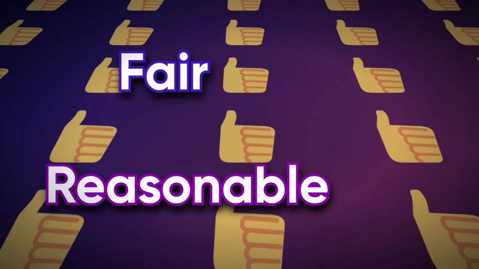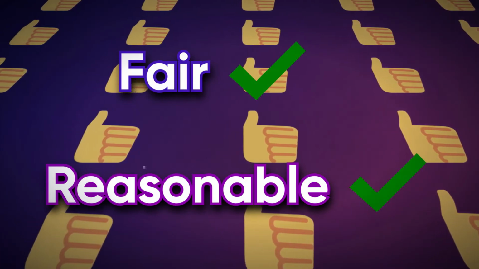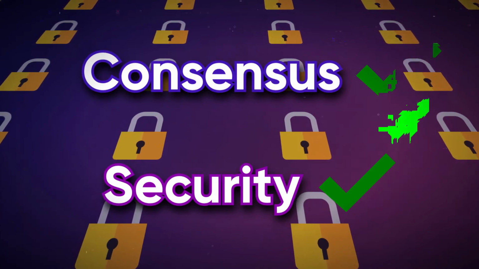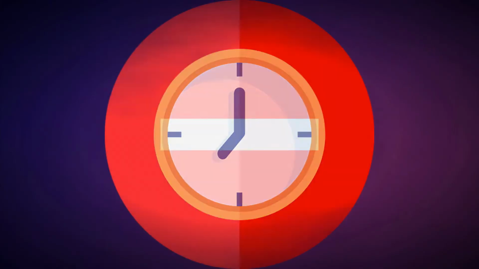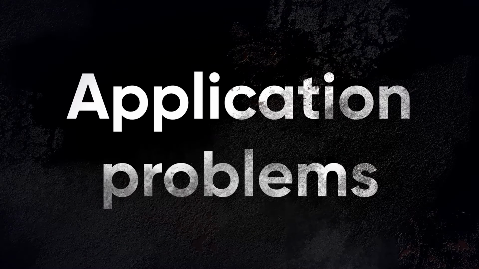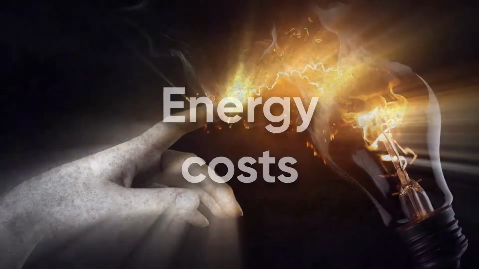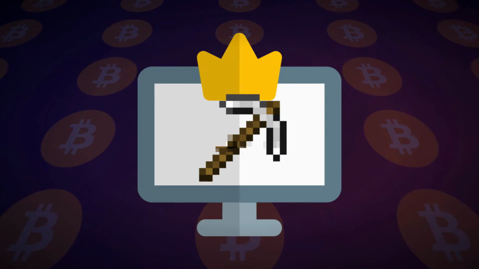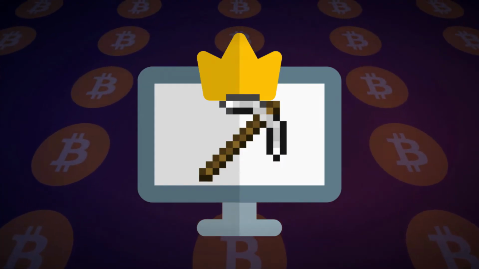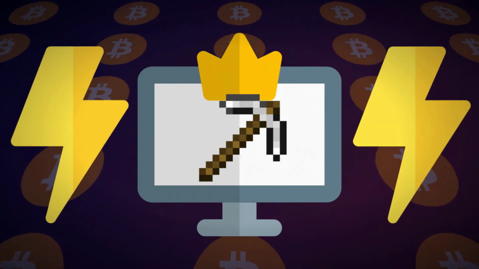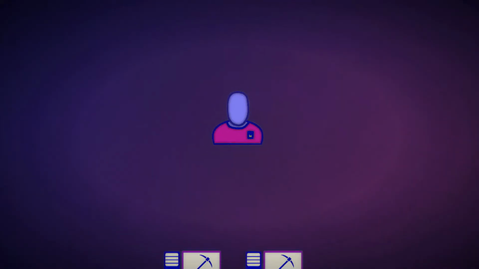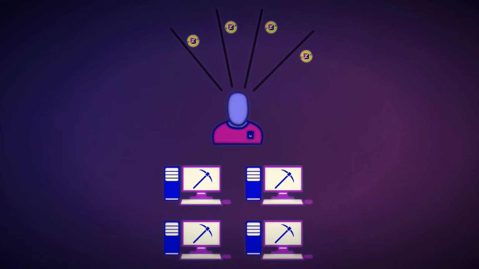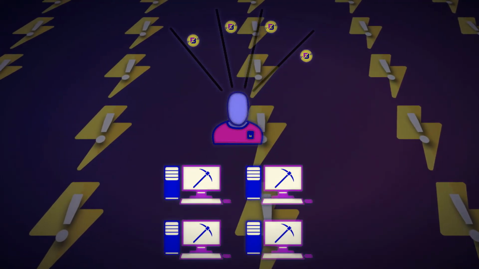Initially, such a solution seemed fair and reasonable, as proof of work effectively ensured consensus and network security, but over time the algorithm showed obvious flaws. Application problems. The first drawback of proof of work is excessive energy costs. What is a miner? It's a high-speed computing machine that works, obviously, on electrical energy. In order to increase the chances of receiving rewards from the network, people began to buy more and more miners, which inevitably began to consume a huge amount of energy.